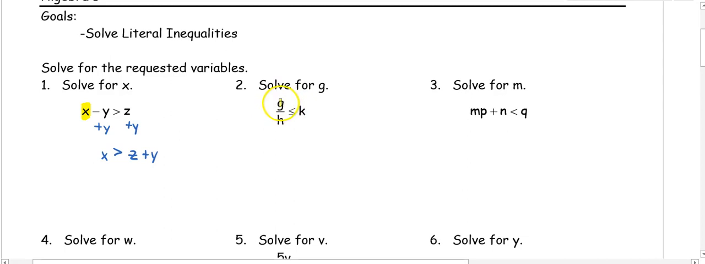In number two, it says solve for g. So we have g divided by h is less than or equal to k. So we're going to multiply by h on both sides. And we get g is less than or equal to kh.